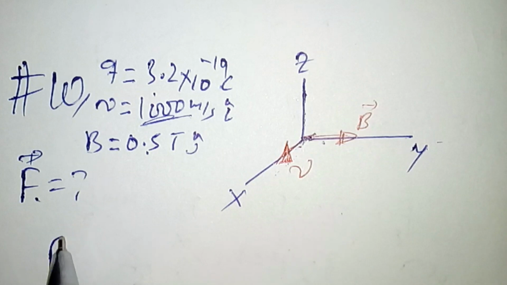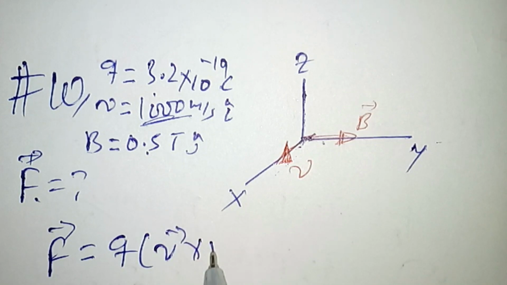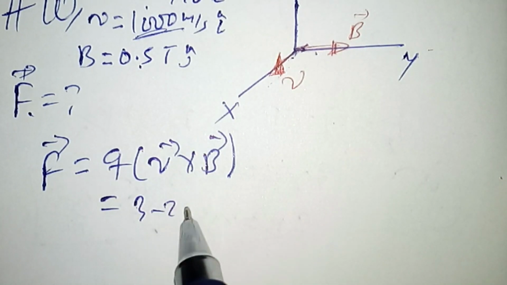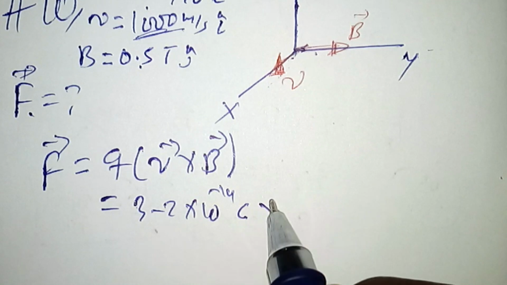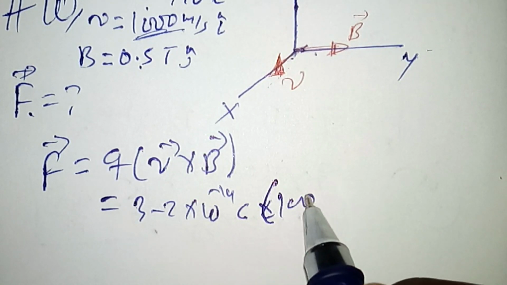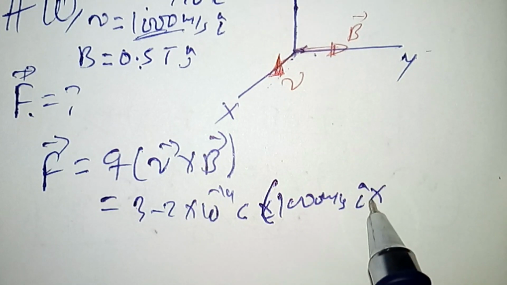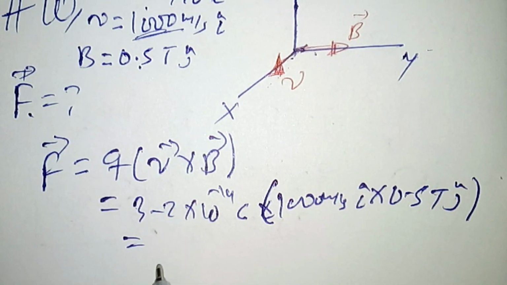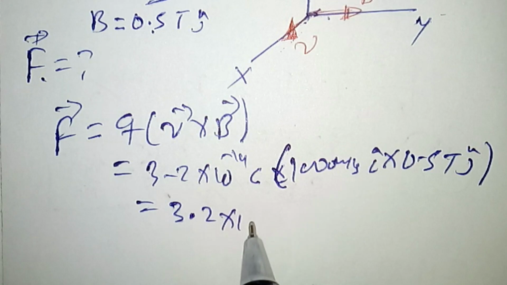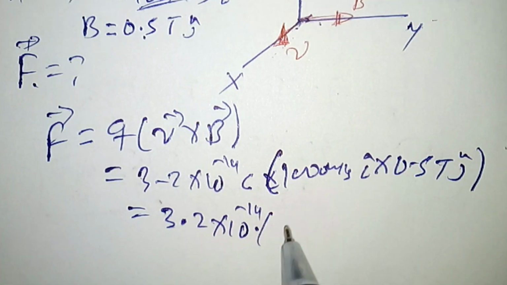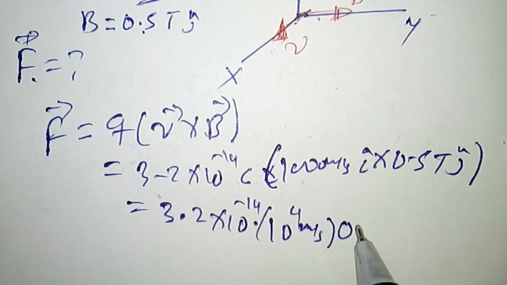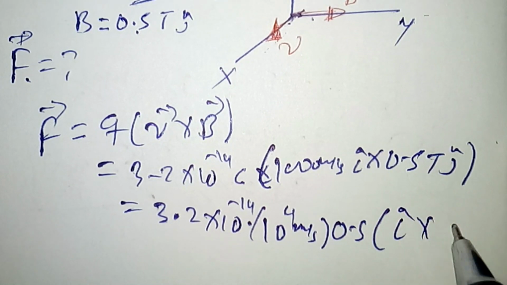So we know that the force on a moving charge in a magnetic field is given by Q V cross B. If we substitute the values, this equals 3.2 times 10 raised to minus 19 coulomb times 1000 meter per second I cross 0.5 Tesla in the direction of J. So if we multiply these numbers directly, we have 3.2 times 10 raised to minus 19 times 10 raised to 4 meter per second times 0.5, and we are left with I cross J.